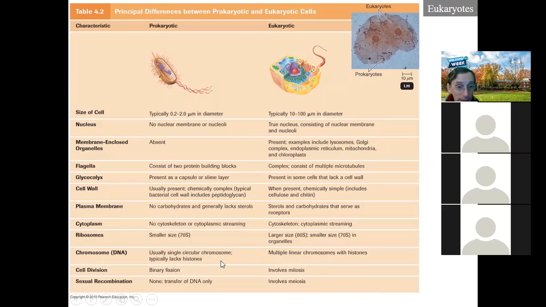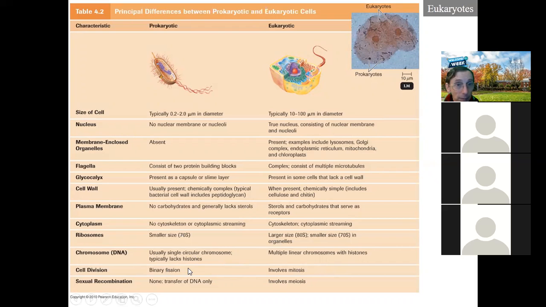The chromosome in a prokaryote is usually singular and circular. For the bacteria, the chromosome lacks histone proteins. For the eukaryote, there are usually multiple chromosomes. They're linear chromosomes, and they're associated with histones, meaning there are histone proteins in the chromosome. The protein makes up part of the chromosome. A chromosome is both protein and DNA.